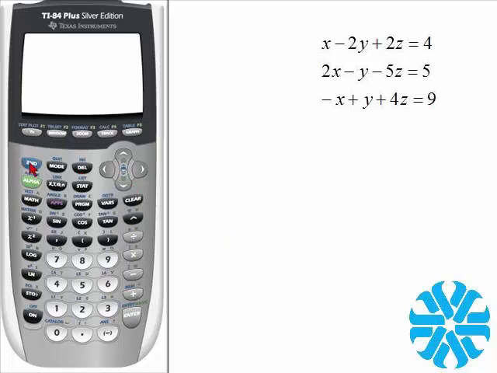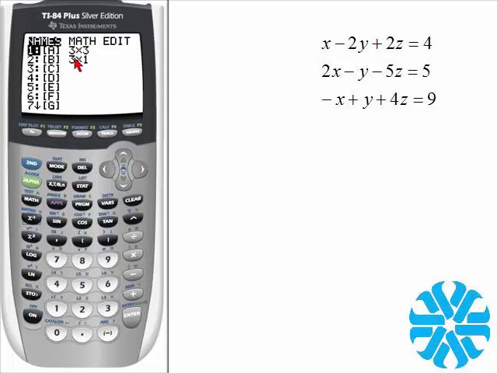So remember, we go to second function, matrix. Now recall from the video matrix dimensioning and editing, we had already inputted a matrix for A and B. So that's why we see these already here on this screen. We can delete them or we can just change the dimensions and then edit them.